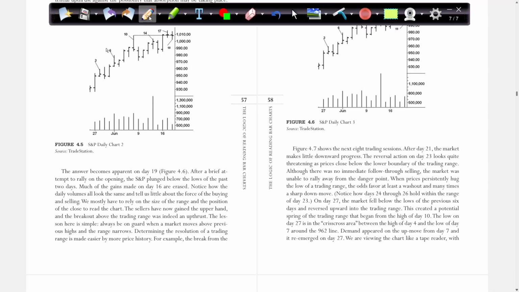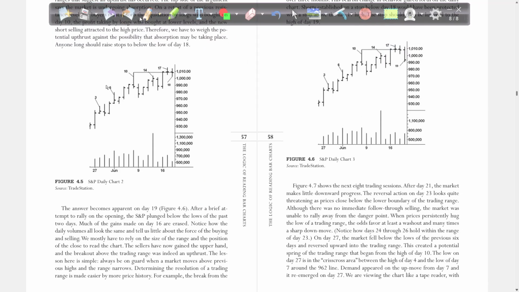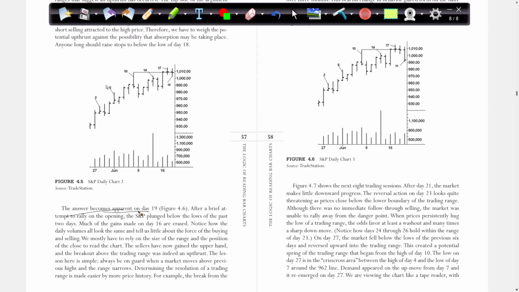The answer becomes apparent on day 19, figure 4.6. After a brief attempt to rally on the opening, the S&P plunged below the lows of the past 2 days. Here, much of the gains made on day 16 are erased.